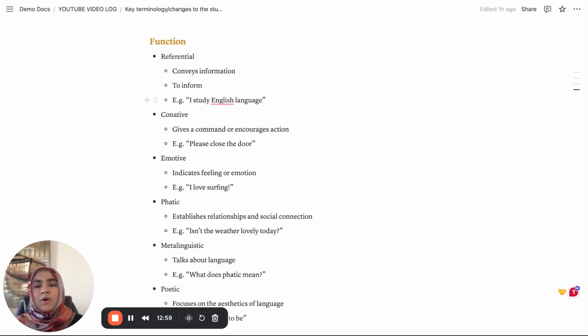The next one is the connotative function. Now, this one is like to persuade, but not really, because it's trying to elicit an action. It's giving a command or encouraging an action in the person or the reader that's listening or reading the text or the conversation. An example of that can be, please close the door. It could be, please come here, or please stop doing that. All of these are actions, or they encourage an action, or they're commands, right?